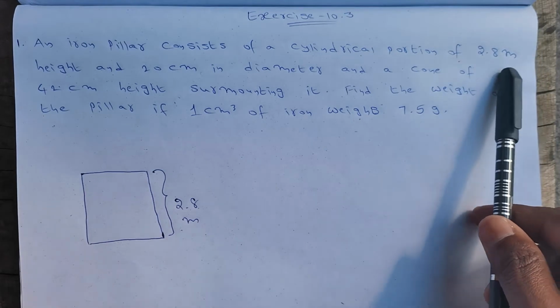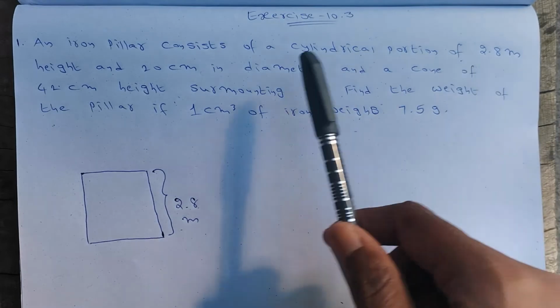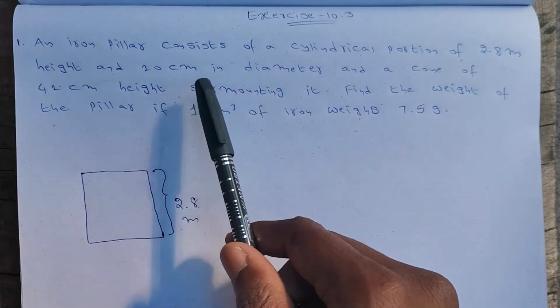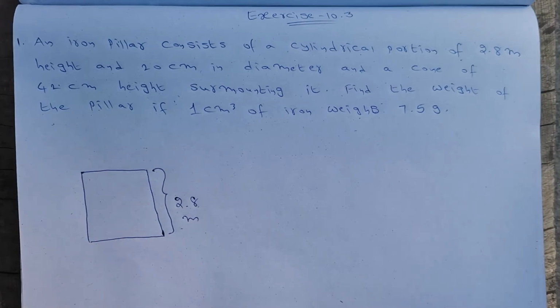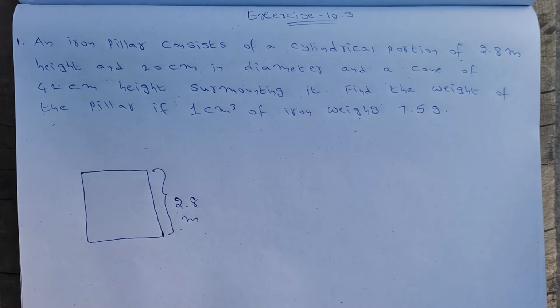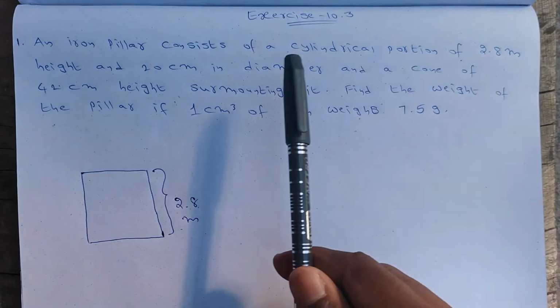Height is given in meters, whereas diameter is given in centimeters. So once again I'll confirm. Let me check once. Okay, different units, it is given like that in the textbook also. I thought I had written it wrongly, so that's why I confirmed it. Okay, no problem. Now here the measurements are different. One measurement is in meters and one measurement is in centimeters.